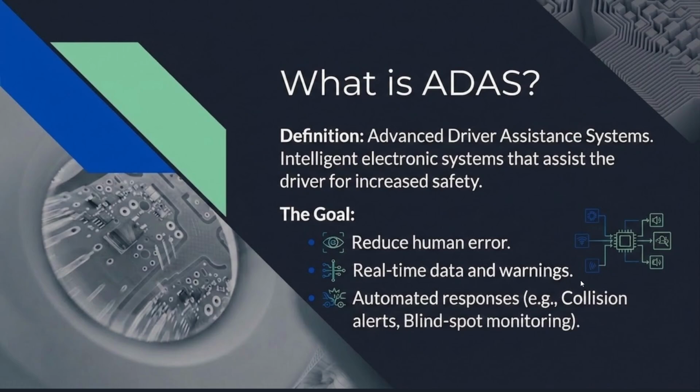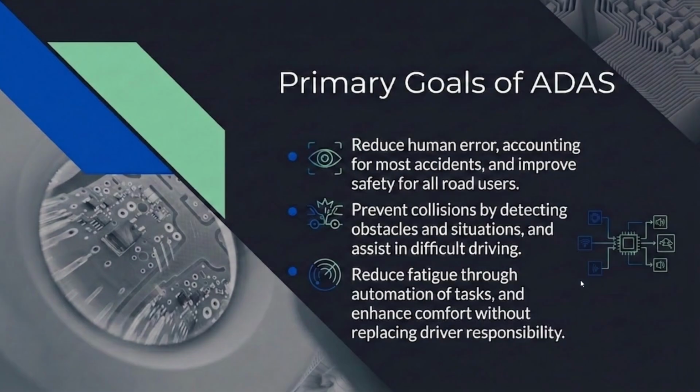The examples include forward collision warning, blind spot detection, lane departure warning, automatic emergency braking, and adaptive cruise control. In my project, we focus mainly on forward collision warning, blind spot detection, temperature, and speed warnings, which is done using ultrasonic sensors. So, ADAS systems are developed with three main objectives.